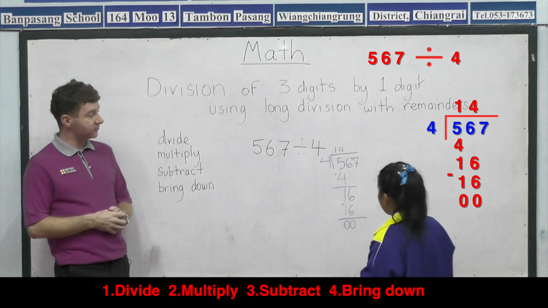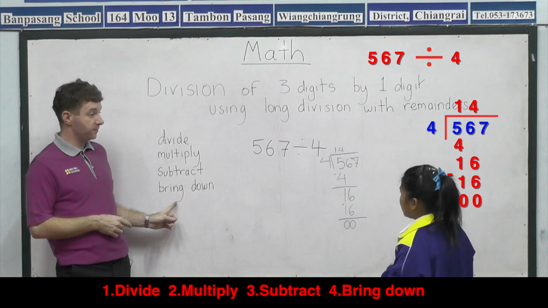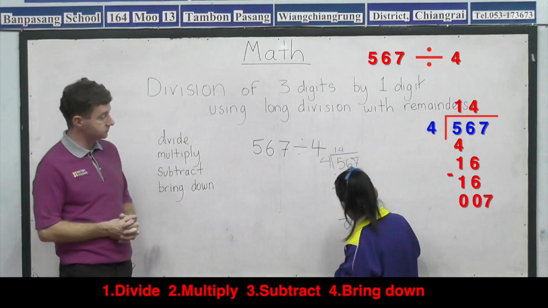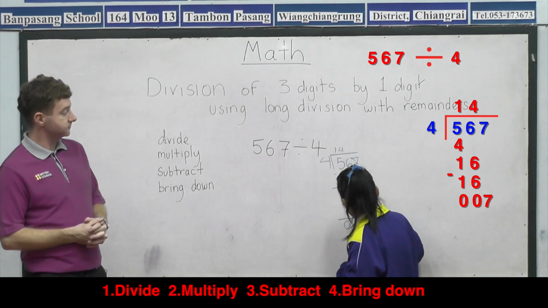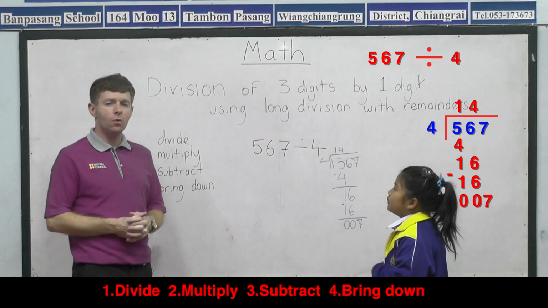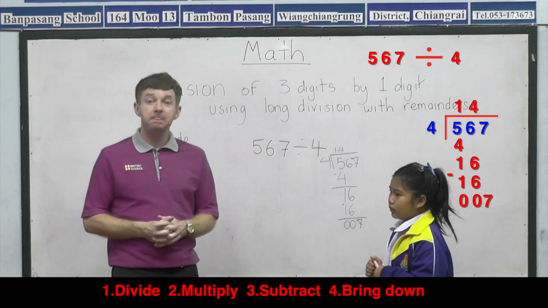Now, Lakau, what's next? We have to bring down. What number do we bring down? 7. Okay. So 7 divided by 4 equals 1.